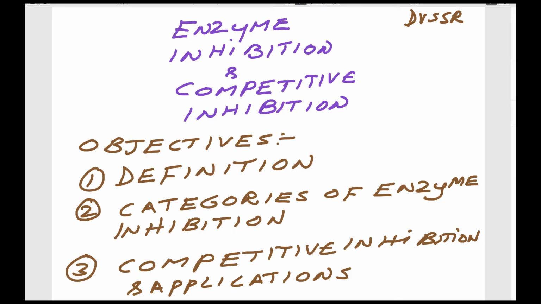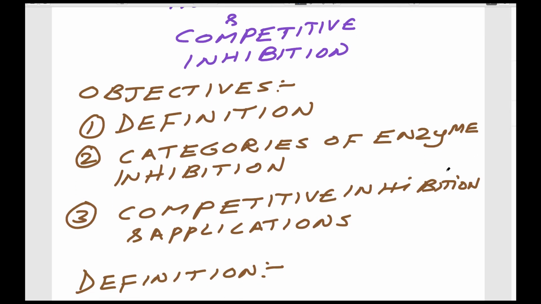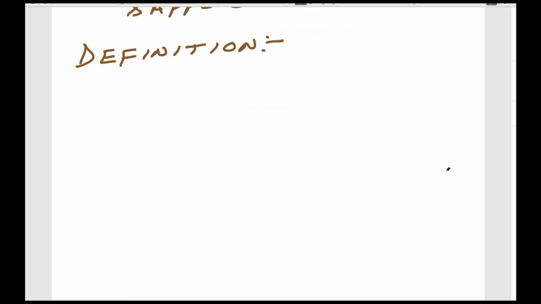In this session, I will be discussing enzyme inhibition and competitive inhibition. The objectives of this session are: at the end of the session, the learner shall be able to define what is inhibition, the categories of enzyme inhibition, and competitive inhibition and its applications. Let us first take up the definition of enzyme inhibition.